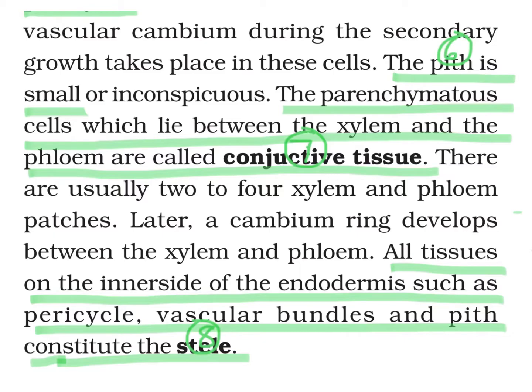Now all the tissues which lie on the inner side of endodermis, like pericycle, all the vascular bundles, pith, even conjunctive tissue, will constitute the stele. So the stellar part includes all these structures which are just inner to the endodermal part. So this will be another term. Now in this way you will be writing all the points regarding this description of sunflower root.